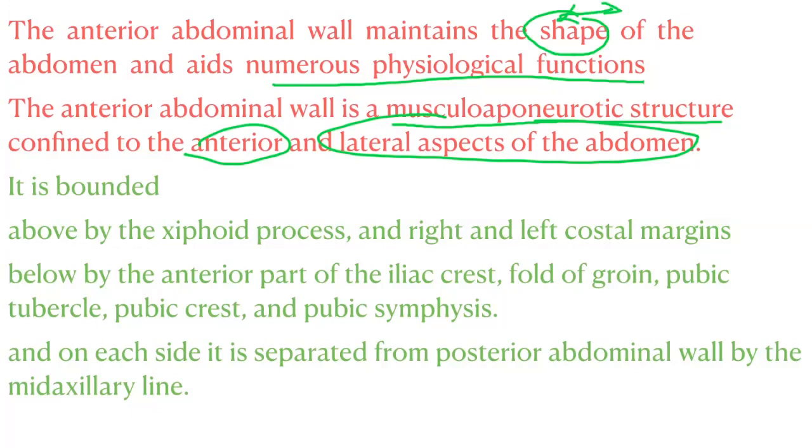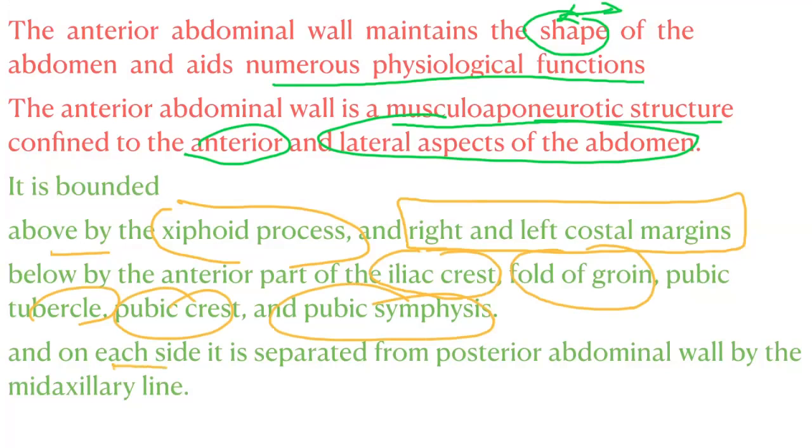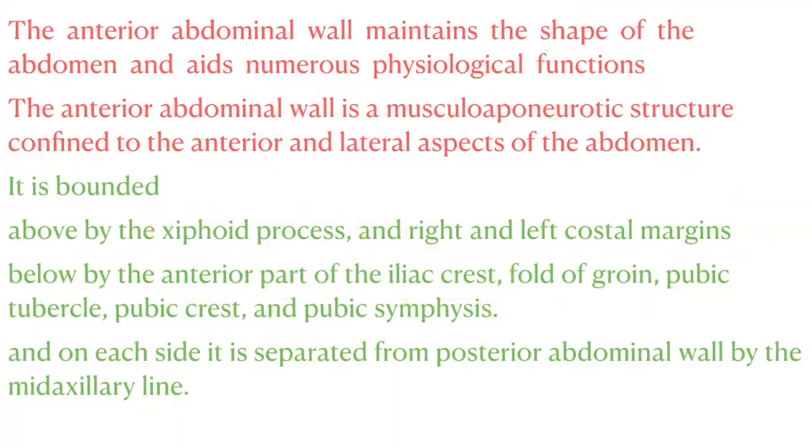So it is bounded above by the xiphoid process, right and left costal margins; below by the anterior part of the iliac crest, fold of groin, pubic tubercle, pubic crest and pubic symphysis; and on each side separated from the posterior abdominal wall by the mid-axillary line. So these are the boundaries of the anterolateral abdominal wall.